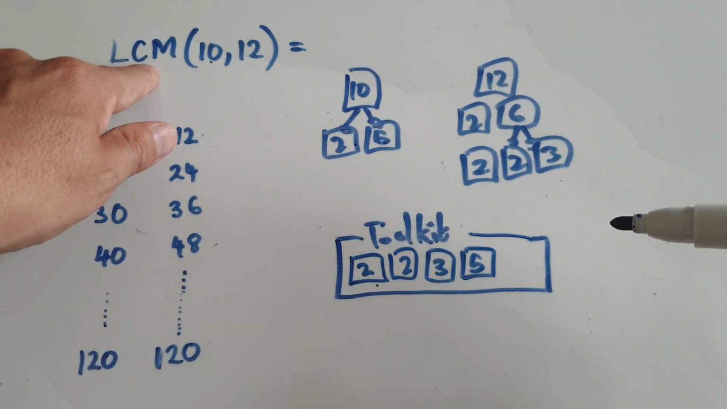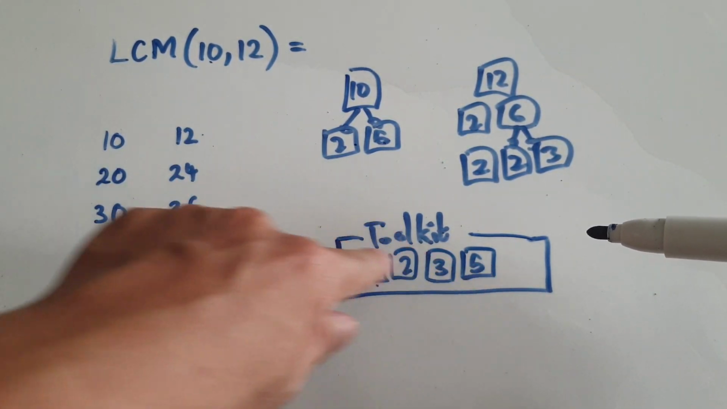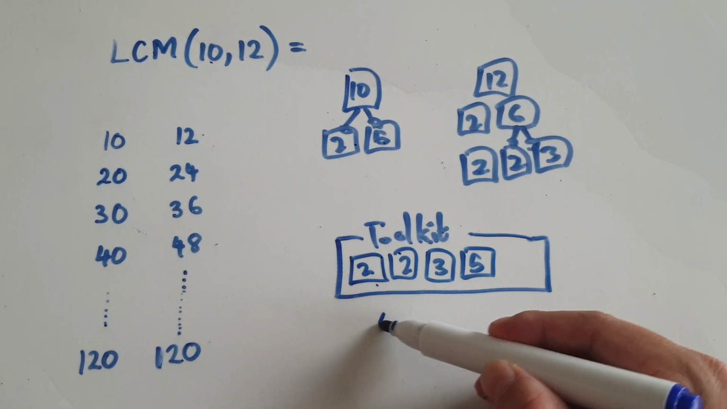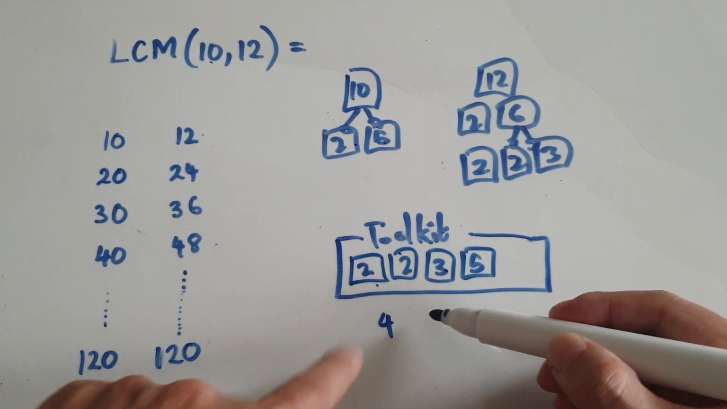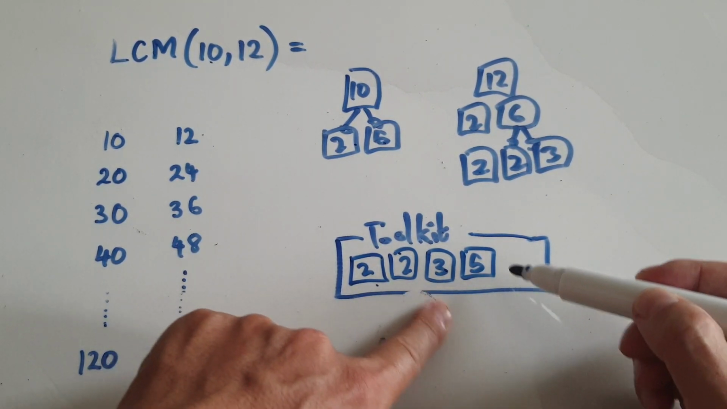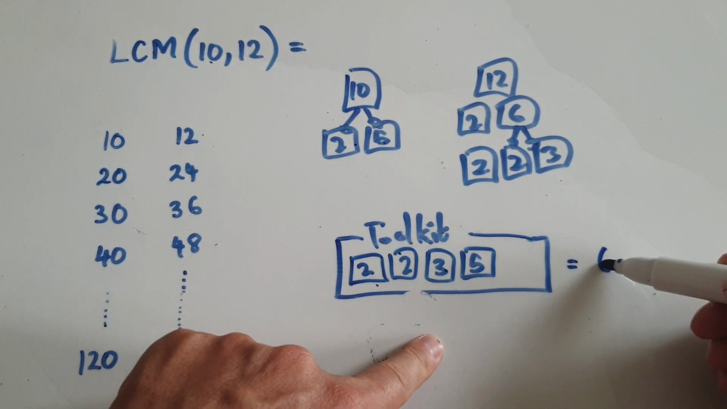And your lowest common multiple would be all these multiplied together. So let's multiply all these together. This times this would be 4. 4 times 3 would be 12. 12 times 5 would be 60. So all these multiplied together will give you 60.